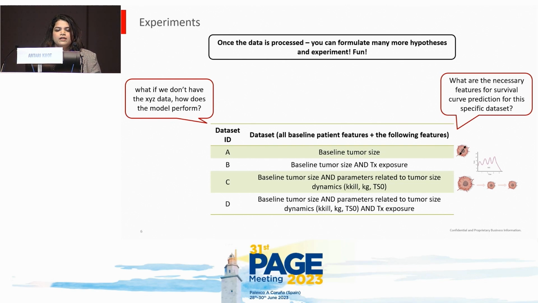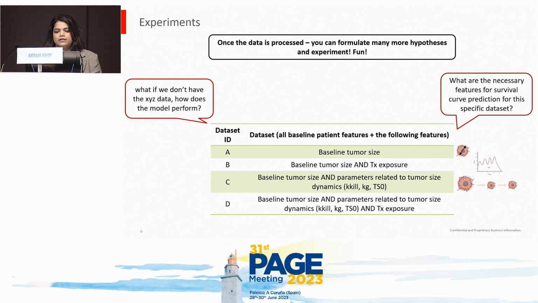So we got all the patient baseline characteristics in this data set. There were about 100 features. And what we wanted to do was test hypotheses with machine learning. So we wanted to predict the progression-free survival that was there in the data. And we got questions like, is baseline tumor size important? Is exposure important in the feature list? What are the important parameters? And if we don't have certain data, do you think your model will perform well?